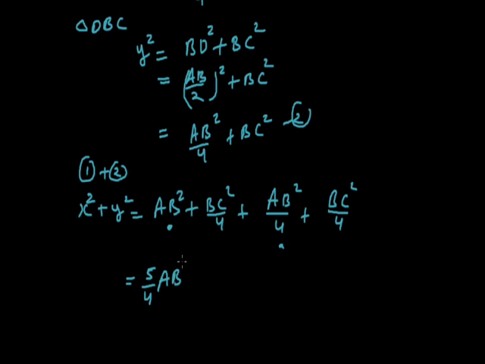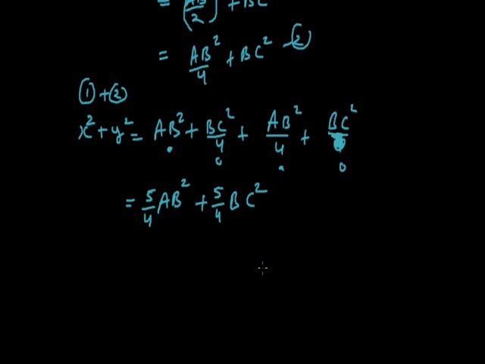So 5 by 4 AB square plus, now this BC square by 4 and this BC square get added. The coefficient of BC square here is 1 by 4, and here it is simply BC square, so the coefficient is 1. Now when 1 is added to 1 by 4 again we get 5 by 4 BC square. Now in these two terms we get 5 by 4 as common. So in the bracket we remain with AB square plus BC square.